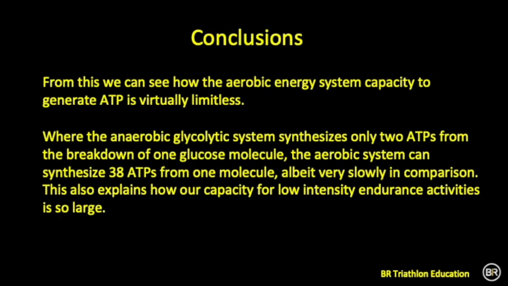Conclusions. From this, we can see how the aerobic energy system capacity to generate ATP is virtually limitless. Where the anaerobic glycolytic system synthesizes only 2 ATPs from the breakdown of one glucose molecule, the aerobic system can synthesize 30 ATPs from one molecule, albeit very slowly in comparison. This also explains how our capacity for low-intensity endurance activities is so large.